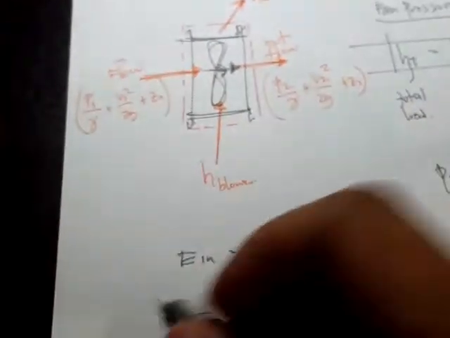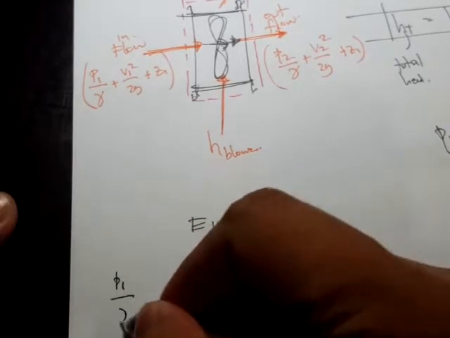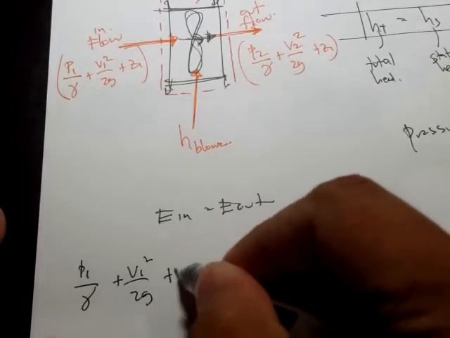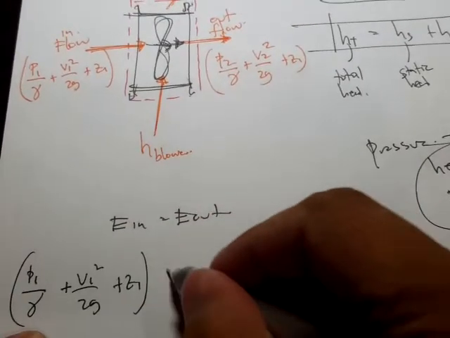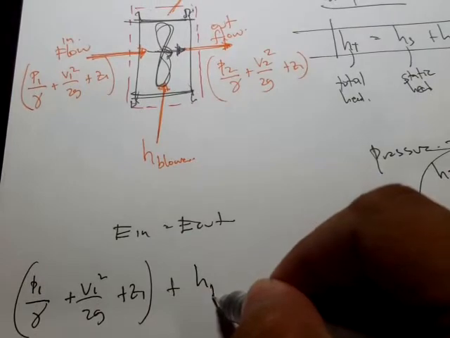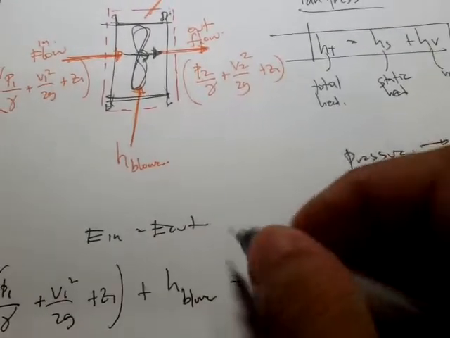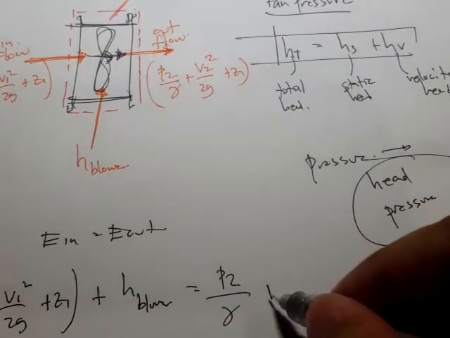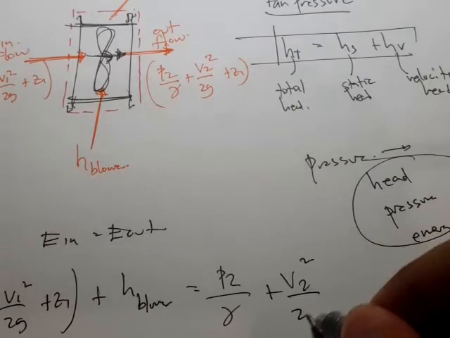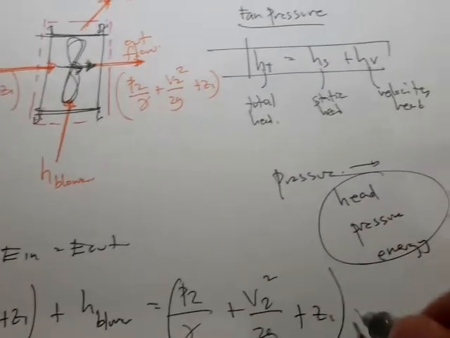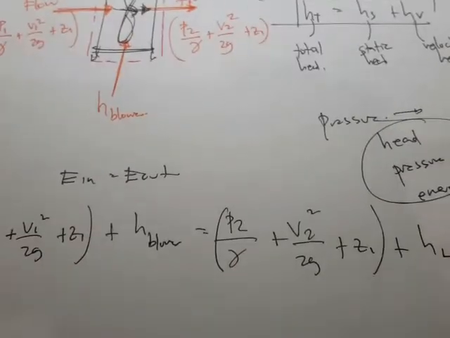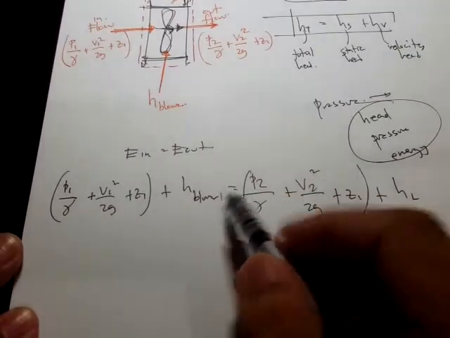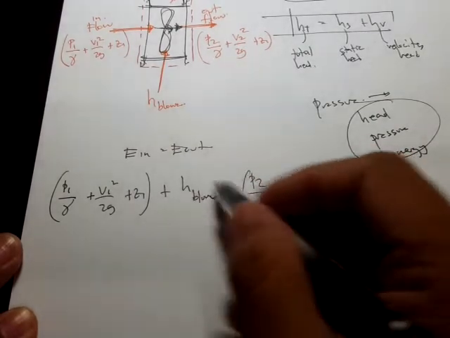So if you substitute that, what we get is P1 by gamma plus V1 squared all over 2g plus Z sub 1, right? That's our inflow, plus the blower, H blower or fan, is equal to the outflow of P sub 2 by gamma plus V2 squared all over 2g plus Z sub 2, plus the losses. Okay, so that's it. So now I would just like to isolate this term right here.